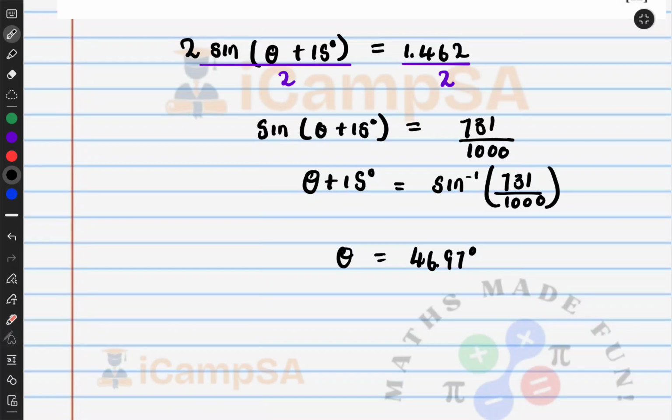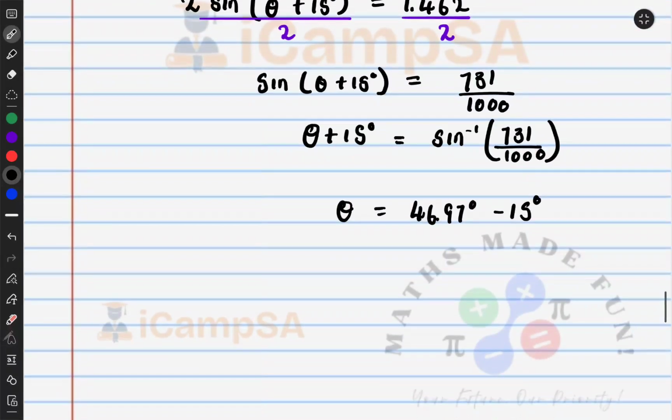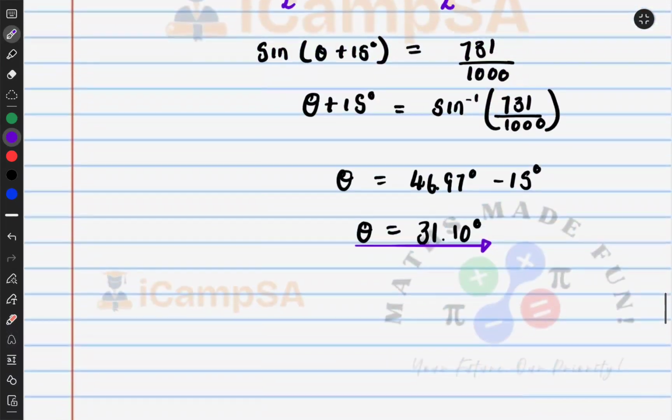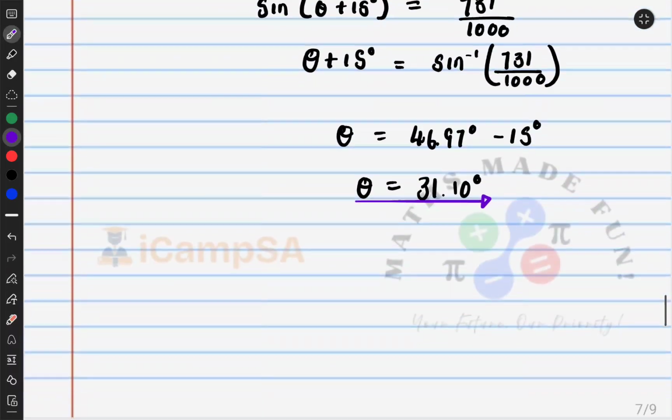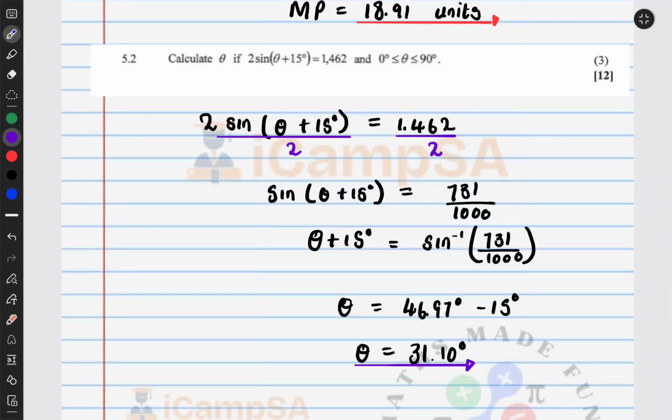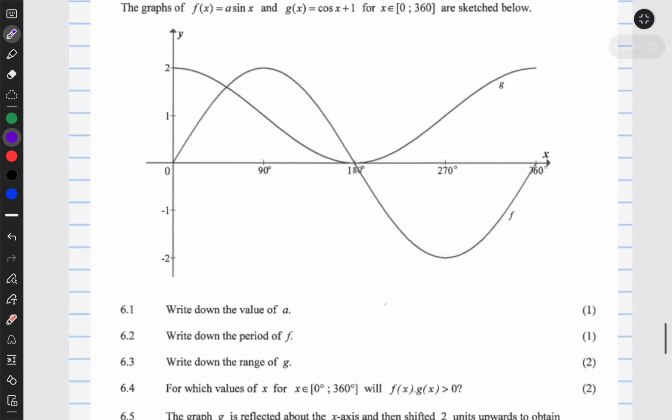We take 15 to the other side. We're going to have to subtract the 15, and therefore theta is equal to 46.97 minus 15, which is 31.10 degrees. That should be your theta. Okay, 5.2. I think that was the last one in question 5. I hope you guys understood what we are doing here and how we go about solving such questions. Let's move on to question 6.